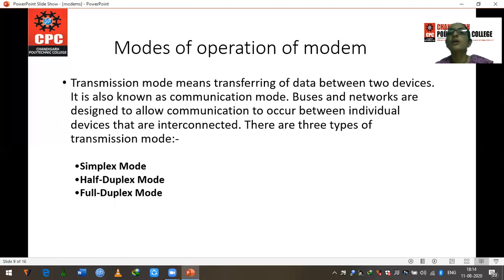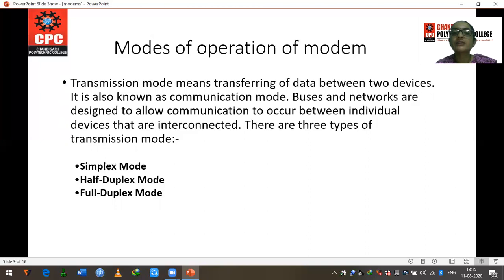Let us start with the modes of operation of a modem. Transmission mode means transferring the data between two devices. It is also known as a communication mode. Buses and networks are designed to allow communication to occur between individual devices that are interconnected.